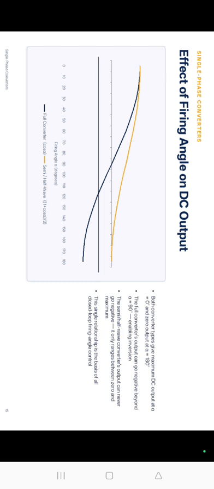Ripple is far lower for inductive loads; it cannot operate in inversion mode. Next one is the effect of the firing angle on DC voltage. Here both converter types give the maximum DC output at alpha equal to 0 and 0 output at alpha equal to 180 degrees. The full converter's output can go negative beyond alpha equal to 90 degrees, that means enabling inversion. The semi converter's output can never go negative. It only ranges between 0 and maximum. This single relationship is the basis of all closed-loop firing angle control.